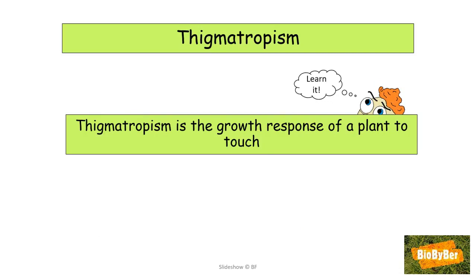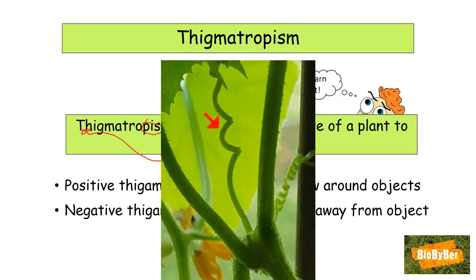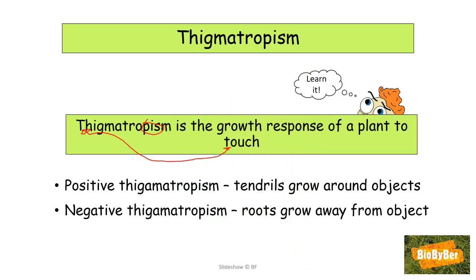Thigmatropism is the growth response of a plant to touch. T for touch, T for thigmatropism. Thigma is the Greek or Latin word for touch. Positive thigmatropism would be where tendrils belonging to pea plants, perhaps, you've heard of a tendril of hair, send out these hair-like structures which allow them to grow around objects and hang on to sticks or stems to get towards the light. Negative thigmatropism is where roots grow away from objects.